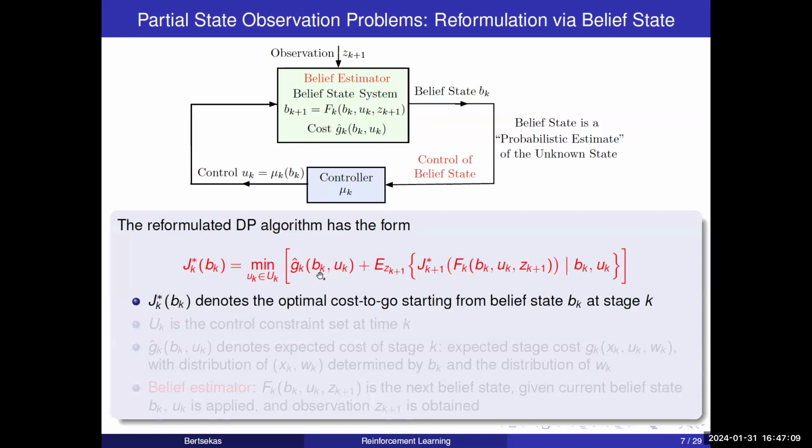So the first term depends on BK and UK. The second term depends on the conditioning variables, which are also BK and UK. So the entire expression within brackets depends on BK and UK. And when you minimize over UK, you get a number that depends on BK. And that's the definition of the optimal cost to go. This is just the usual dynamic programming algorithm, but it has been lifted into a belief state setting.